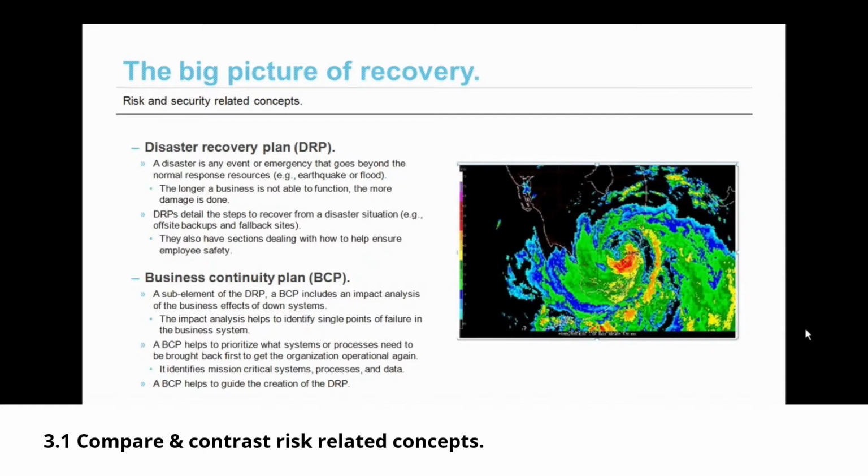A sub-element of the DRP is the Business Continuity Plan, or BCP. A BCP includes an impact analysis of the business effects of down systems. The impact analysis helps to identify single points of failure in the business system. A BCP helps to prioritize what systems or processes need to be brought back first to get an organization operational again. It identifies mission-critical systems, processes, and data. The Business Continuity Plan helps to guide the creation of the Disaster Recovery Plan.